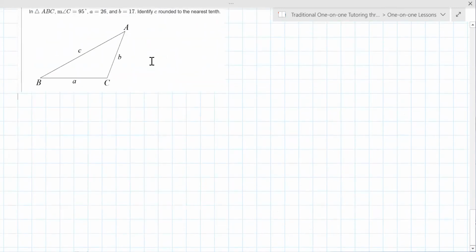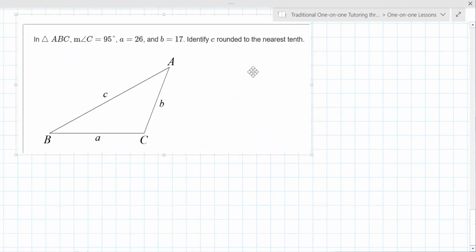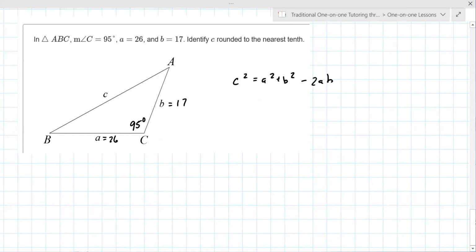The next problem is actually not a law of sines, it's a law of cosines. We didn't spend any time talking about that, but we'll label the information. That's 95 degrees. A is 26 and B is 17. The formula for law of cosines is as follows. It's not important that you know this right now because you'll see it again in pre-calculus in a lot more depth. We're trying to find C.